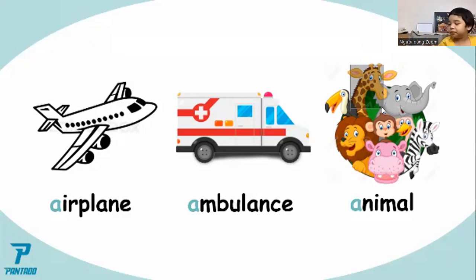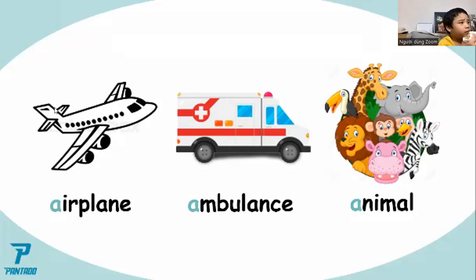Elephant. Okay, this is giraffe. Giraffe. Okay, what is this? Giraffe. Yes, giraffe. What about this one, Seiko? What is the name of this animal? Elephant. You say? Yes, this is hippo. Hippo.